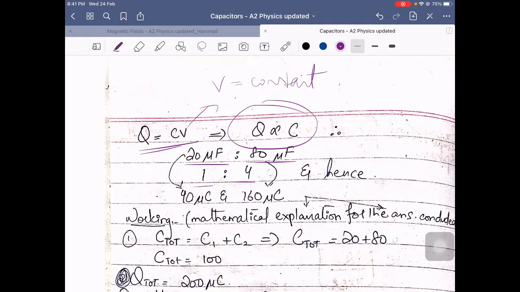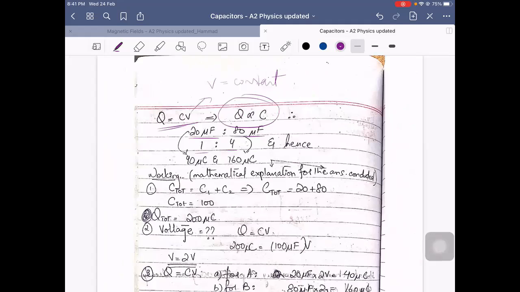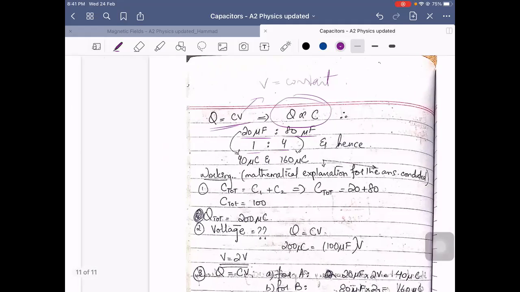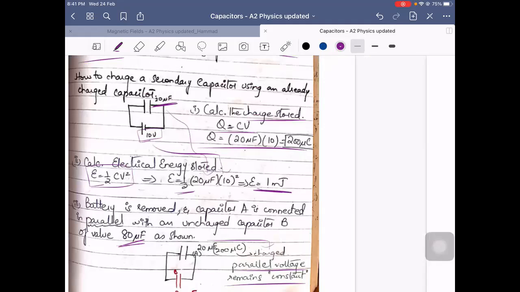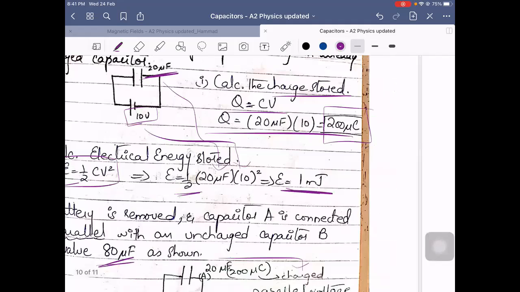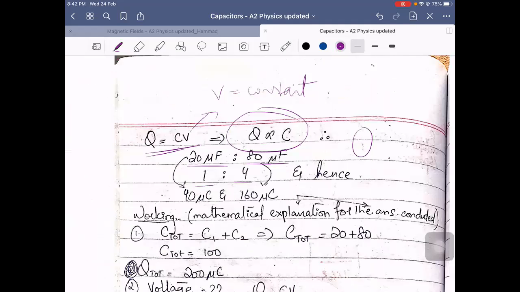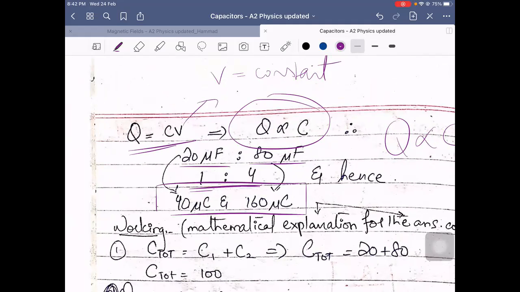Therefore, your total charge was 200 microcoulombs, right? Your charge is directly proportional to the capacitance. Since it was in 1:4 ratio, the charge gets divided in 1:4 ratio.